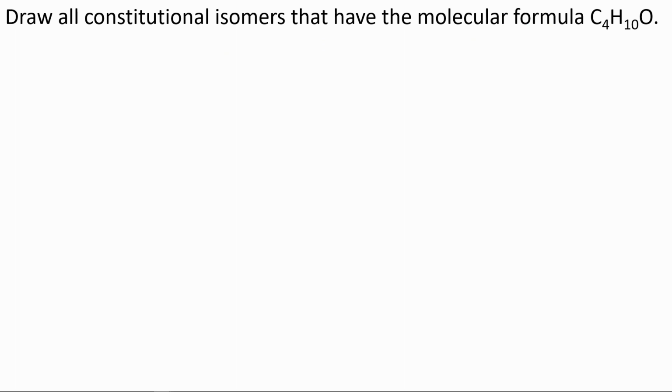Okay, so here's a little practice problem for you. We have the molecular formula C4H10O, and take a moment and pause the video and try to draw out all of the constitutional isomers of C4H10O. How many different ways can we connect these molecules together?